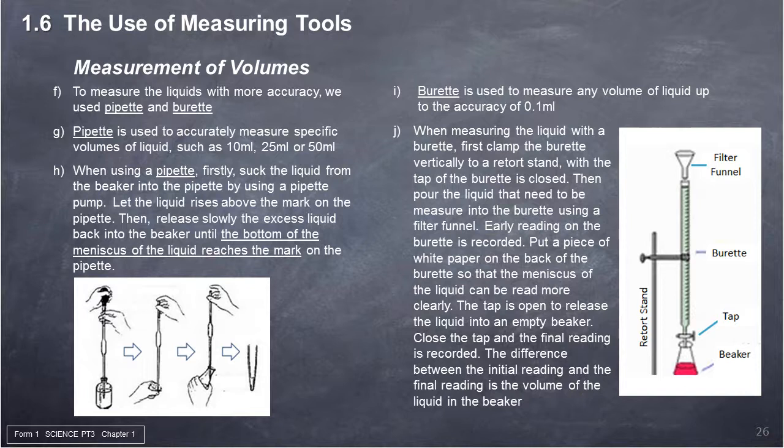The initial reading on the burette is recorded. Put a piece of white paper at the back of the burette, so that the meniscus of the liquid can be read more clearly. The tap is opened to release the liquid into an empty beaker. Close the tap and the final reading is recorded. The difference between the initial reading and the final reading is the volume of the liquid in the beaker.